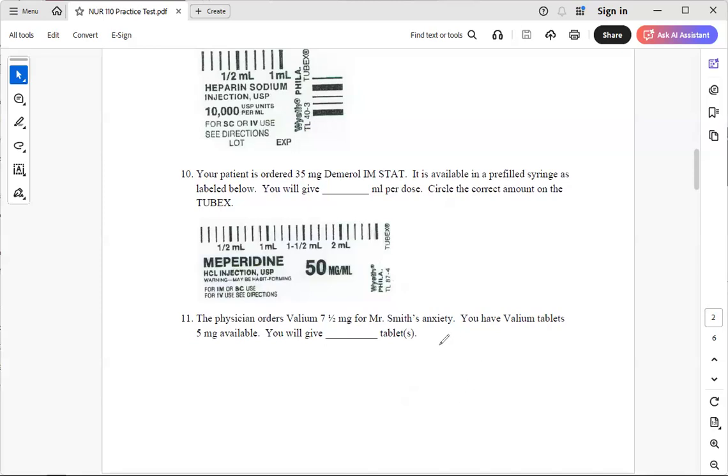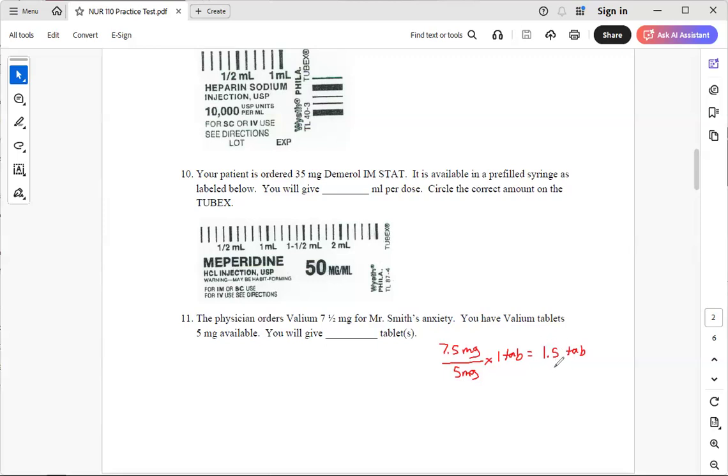So you can write this as a fraction, but I'm just going to write my order as the decimal just because it's easier to plug into your calculator if you do it that way. So I'm going to take 7.5 milligrams divided by the 5 milligrams, my order over available, times my quantity of 1 tablet. And what I'm going to get is 1.5 tablets.